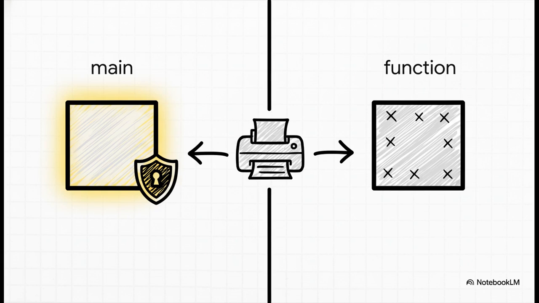And right there, that is the solution to our mystery. By default, C always uses pass by value. It's a safety feature. When we called try to change a, we didn't actually send a, we sent a photocopy of a's value. The function took its personal copy, changed it to 20, and then threw it away when it was done. Our original a back in main was completely safe and untouched the whole time.